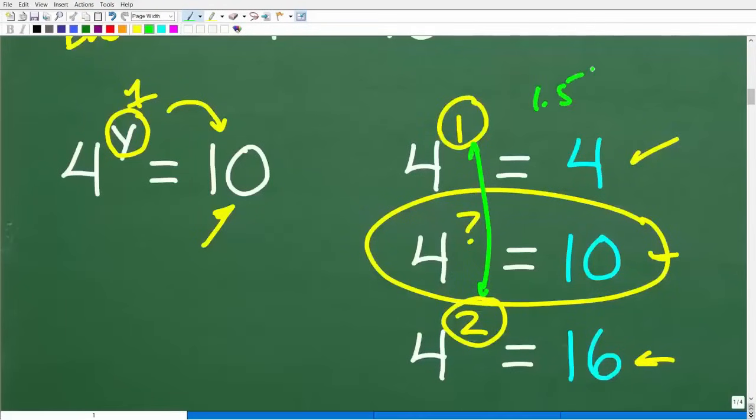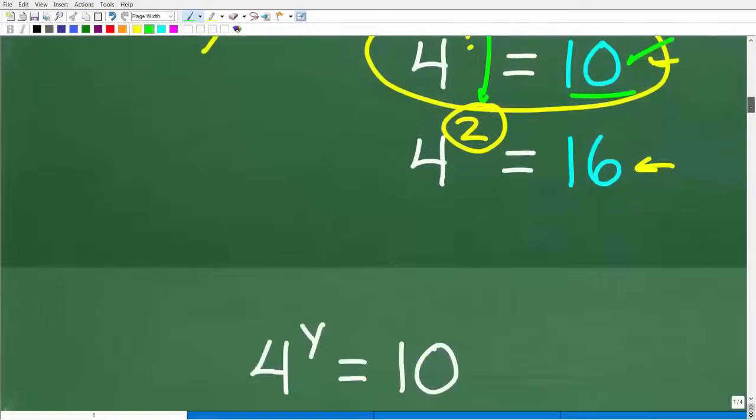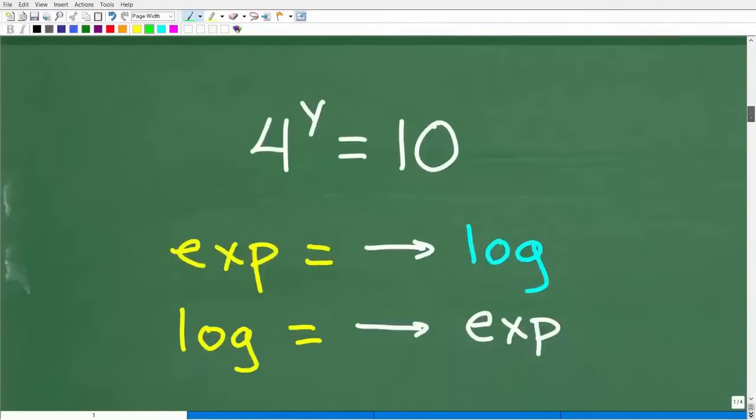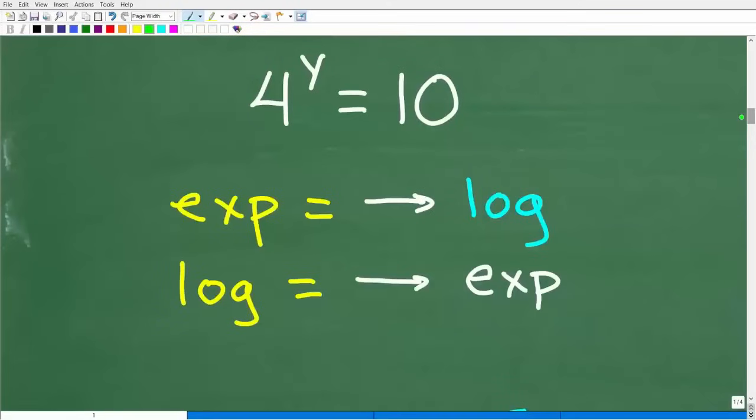One could use a trial and error method and take various powers of 4, until you get closer to finding what power, what exponent works to get to 10. But that's kind of an unscientific approach. So to solve these types of equations in algebra, you need to understand something called logarithms. Let's go ahead and talk about this real quick.